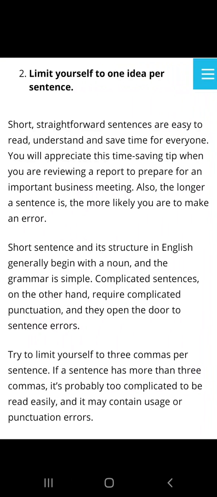Okay, and try to limit yourself to 3 commas per sentence. If a sentence has more than 3 commas, it's probably too complicated to be read easily and it may contain usage or punctuation errors. So see, use punctuation but limit it according to need. Don't use more punctuation than necessary. Use punctuation because it makes the written material decorative and easy to read. But the punctuation should not create confusion.